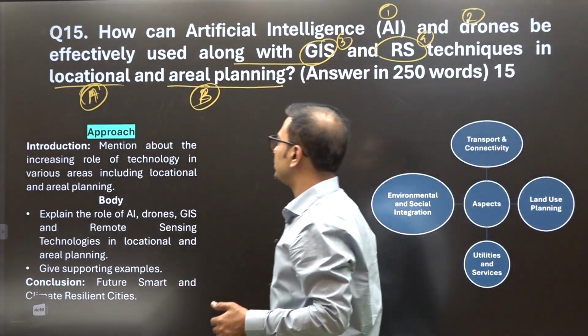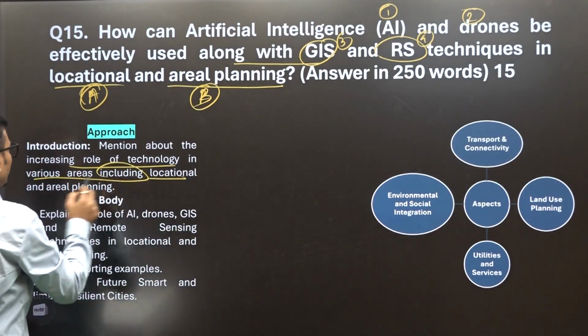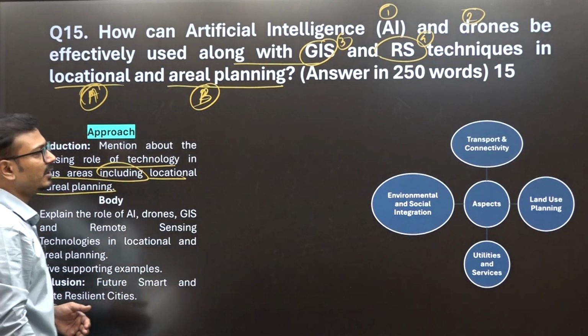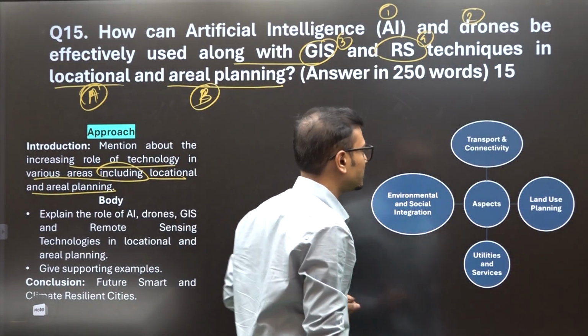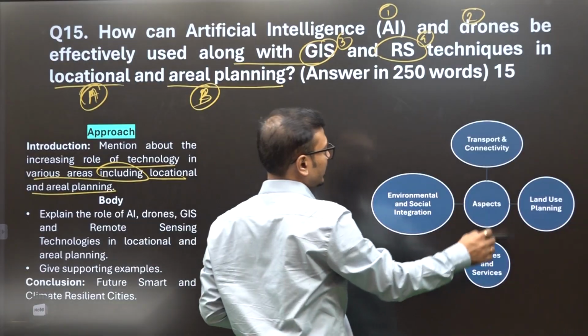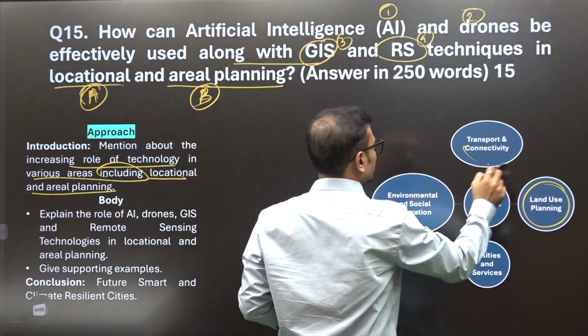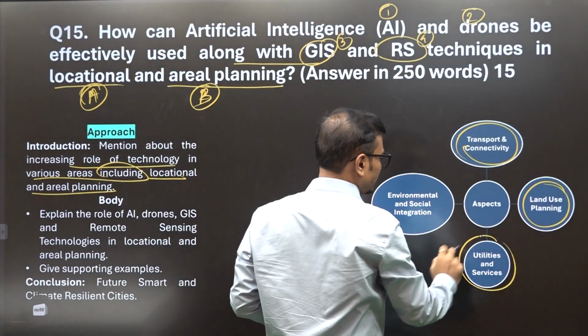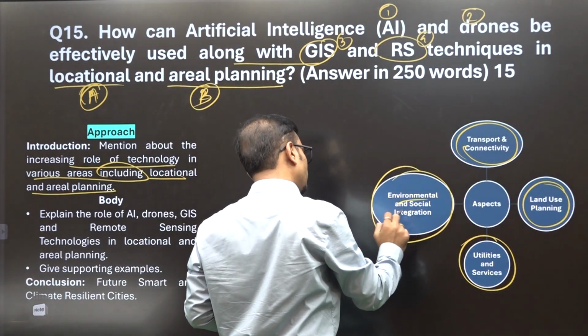So what we can mention in the introduction: the increasing role of technology in various areas of locational and aerial planning. So first of all, let's talk about the aspects of aerial planning and locational planning. For example, we can say that aerial planning includes land use planning, transport and connectivity, utilities and services and their distribution and delivery, and environmental and social integration.